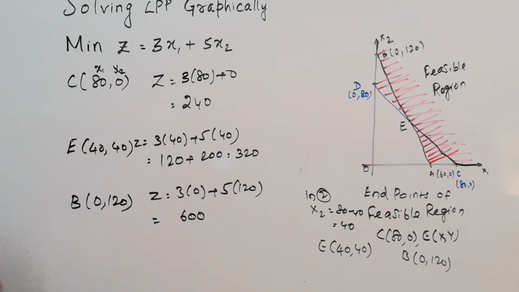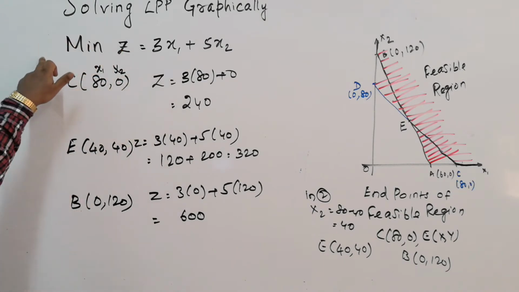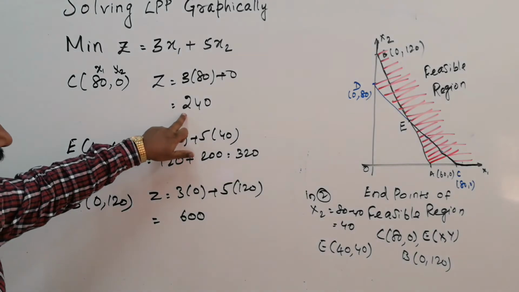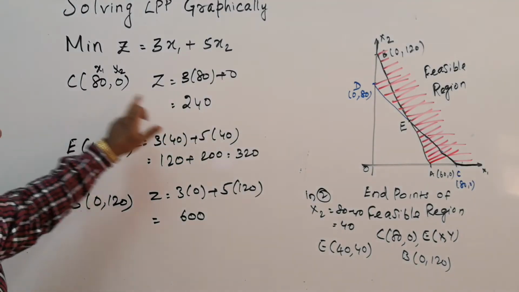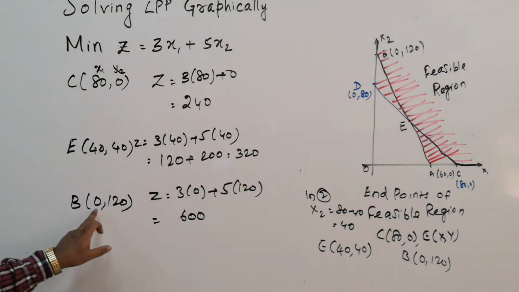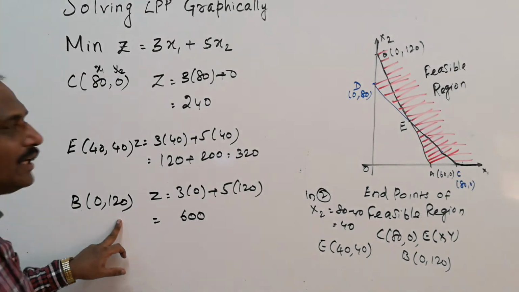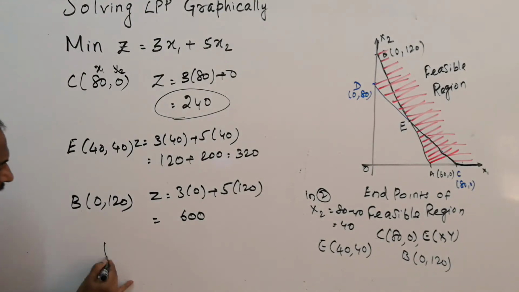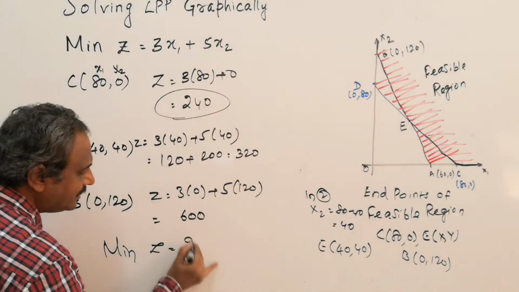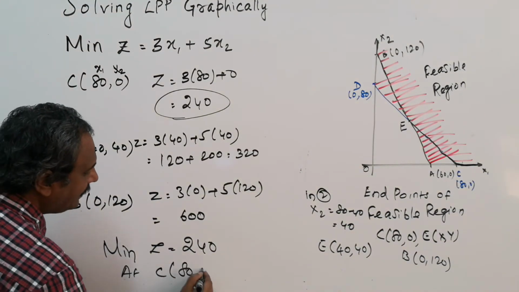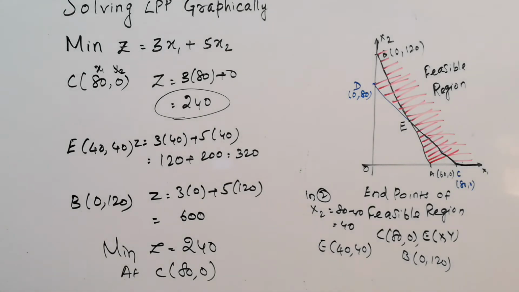So this is 600. Now the objective is to find the minimum z value. The first value is 240 at (80, 0), the second value is 320 at (40, 40), and the third value is 600 at (0, 120). I check the least value: 240 is the least. So I write: minimum z is equal to 240, at the point C (80, 0).